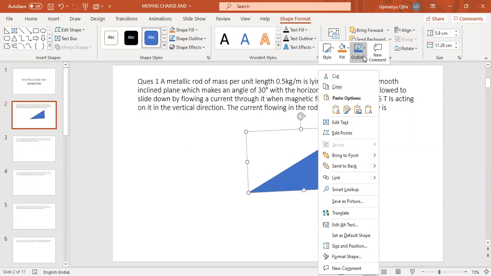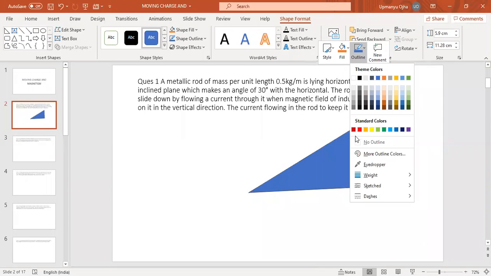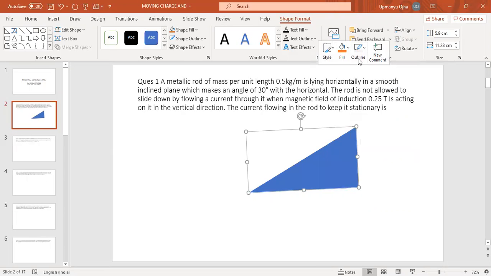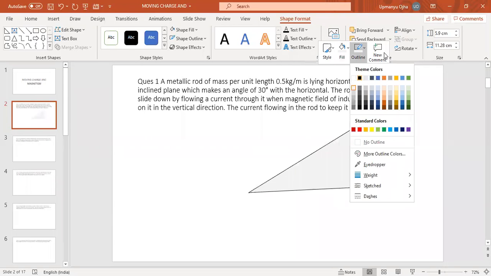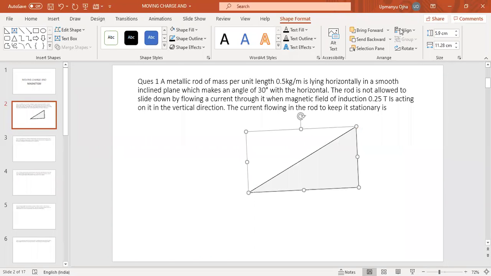So we have an inclined plane. The answer is 11.3 ampere. Very good. We can see the inclined plane here.